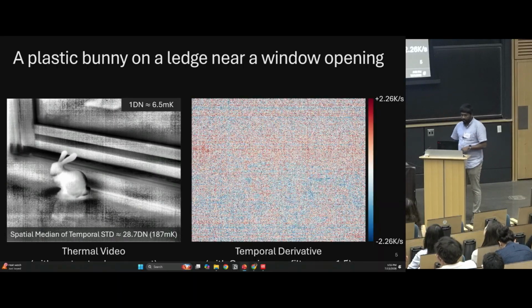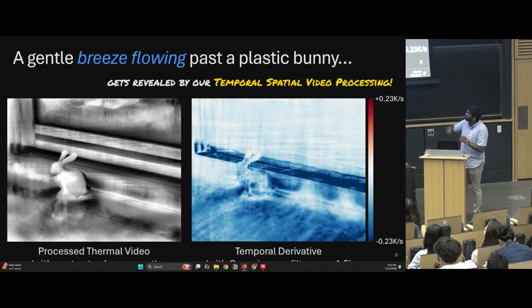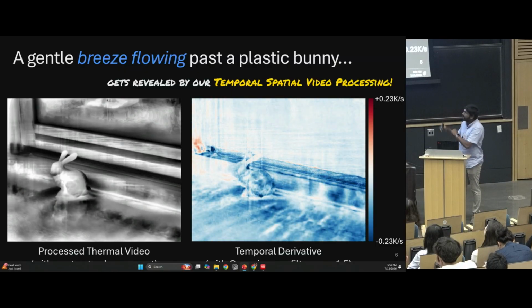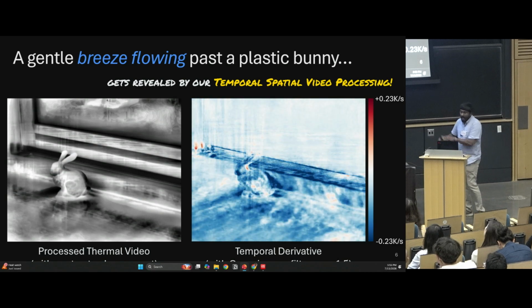What I'm going to show you is that there was actually a gentle breeze flowing past this plastic bunny that we are able to reveal with our temporal-spatial video processing. All this detail was present in the raw measurements, and all we had to do was properly model the physics of microbolometers. There's no learning here. There are no diffusion models here. The key to all this is to analyze the temporal dynamics of the data.